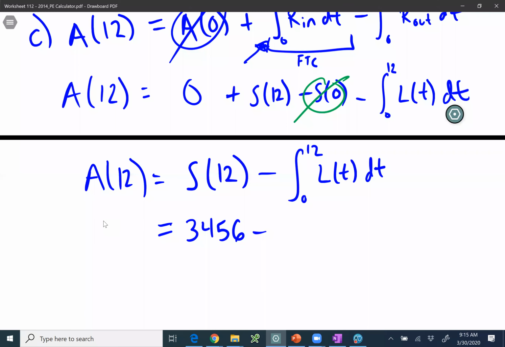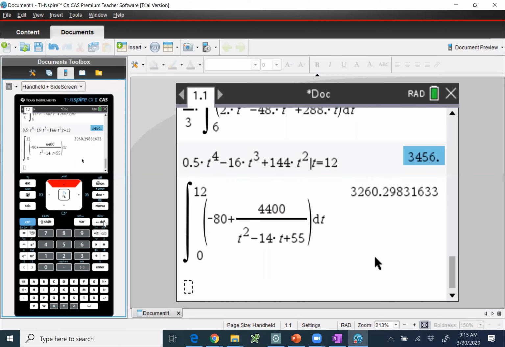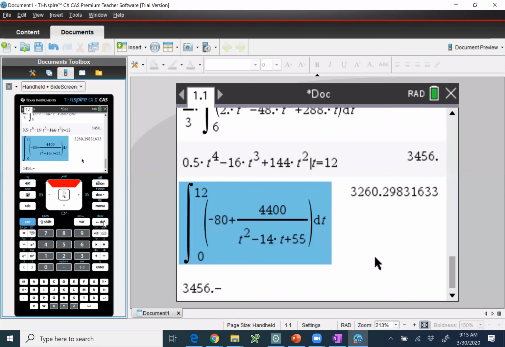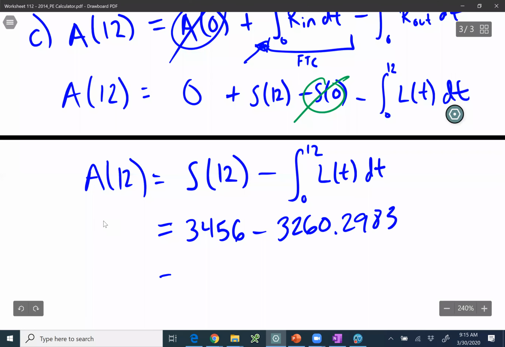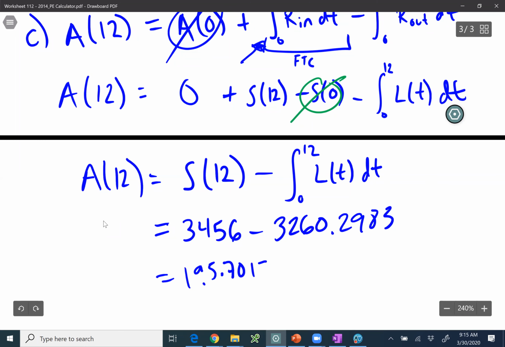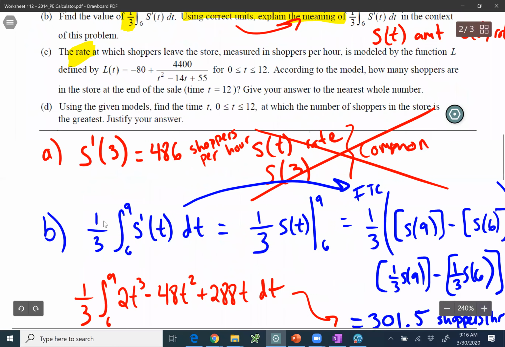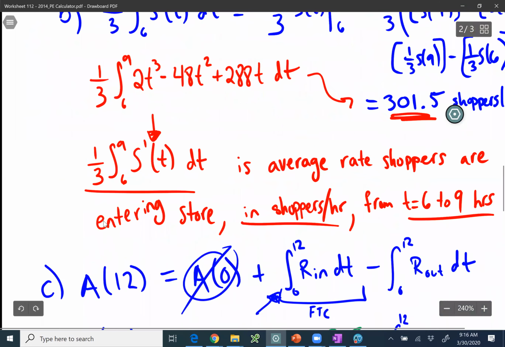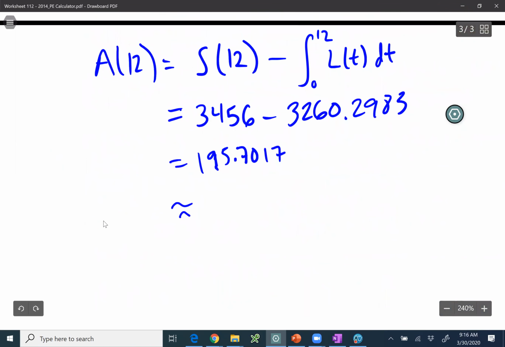So this was 3260.2983. Go ahead and subtract these, and we'll get our answer of 195.7017. It says give your answer, so when we go back and reread this, it says give your answer to the nearest whole number. So to the nearest whole number, that's approximately 196 shoppers.